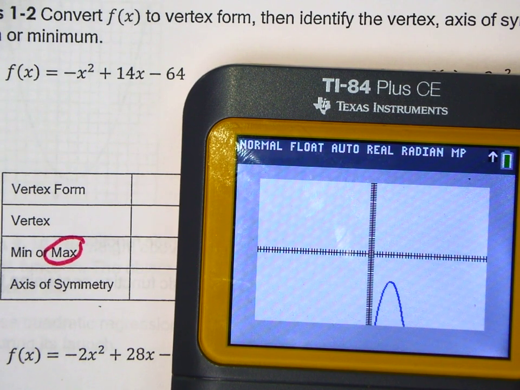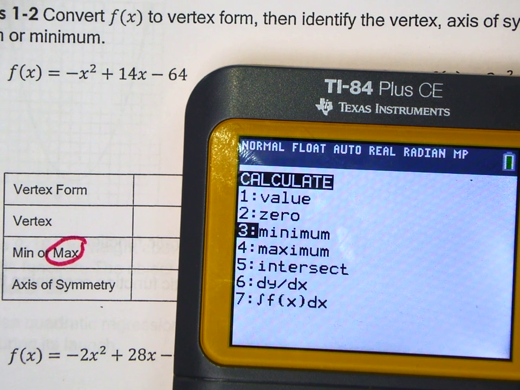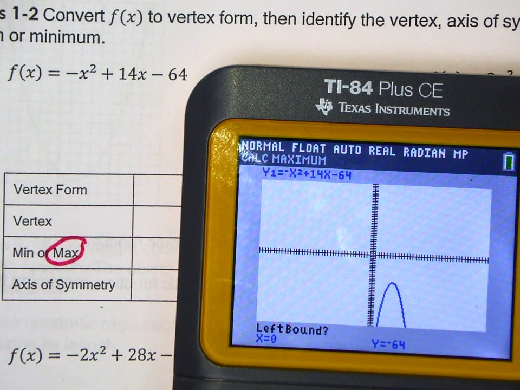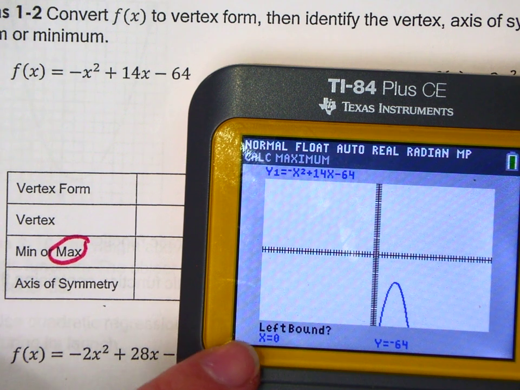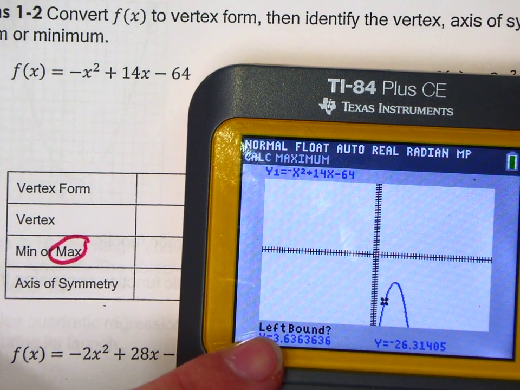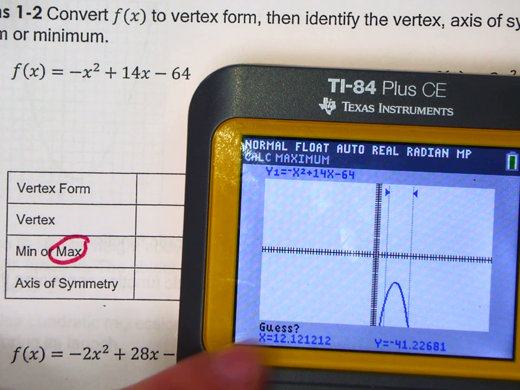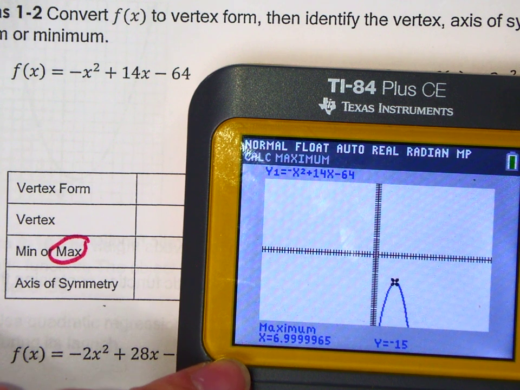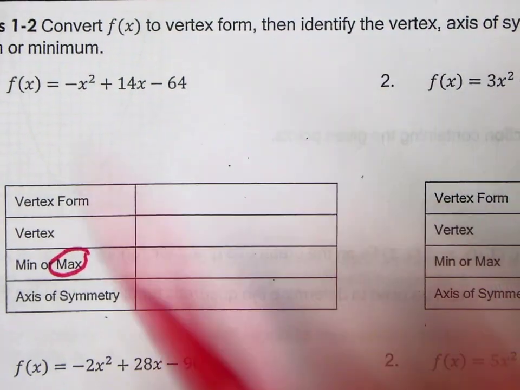And then I'm going to go second, trace, maximum. I need to put my little spider on the left side. So currently right now it is right here at 4. So somewhere on the left side of my vertex, hit enter, move it on the right side of my vertex, hit enter, and enter one more time for the guess. Remember 6.999, I'm going to round that to 7. So I'm going to write down my vertex as 7, negative 15.